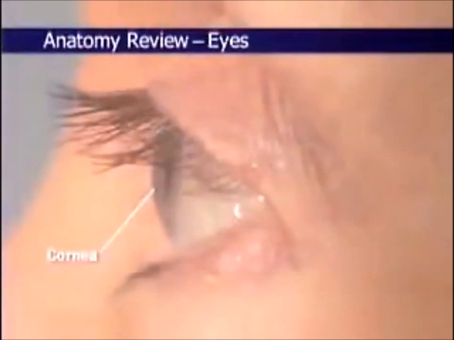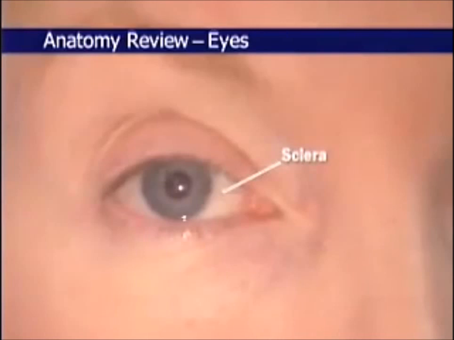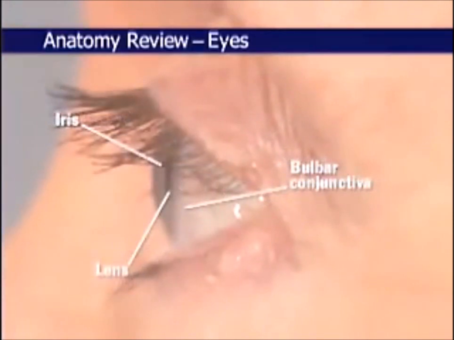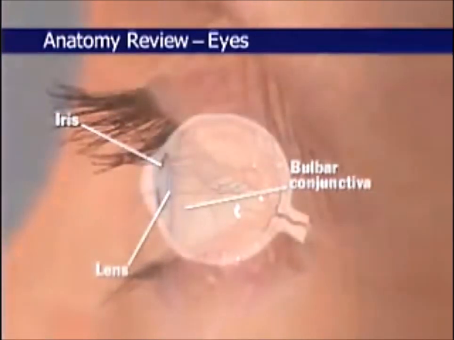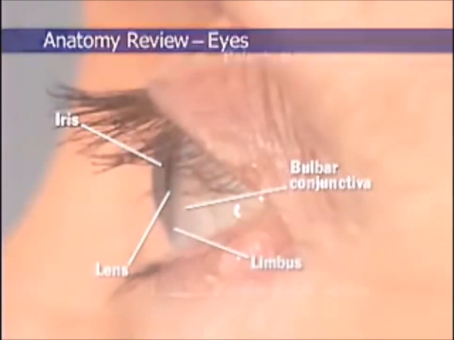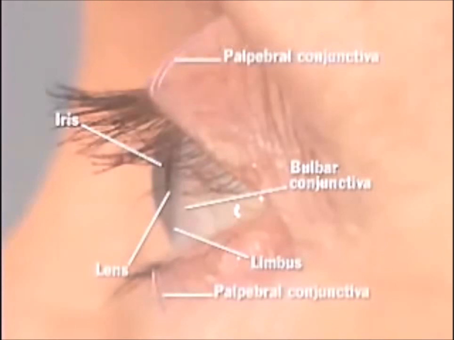The cornea is the transparent anterior portion of the outer covering of the eye. External structures of the eyes also include the sclera, pupil, upper and lower eyelids, medial and lateral canthi, and eyebrow. Behind the cornea lie the lens and iris. The conjunctiva is a clear mucous membrane consisting of two easily visible components. The bulbar conjunctiva covers most of the anterior eyeball. It adheres loosely to the underlying tissue and meets the cornea at the limbus. The palpebral conjunctiva lines the upper and lower eyelids.